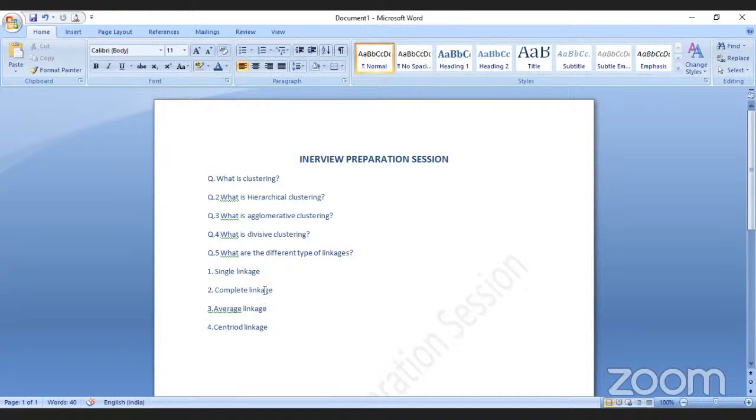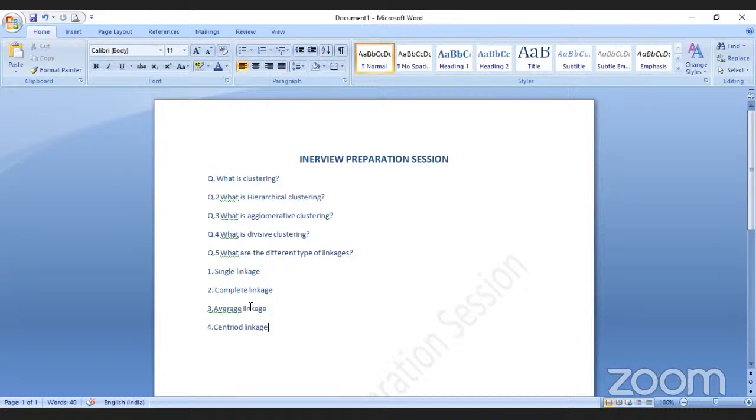Then what is complete linkage? From the name itself, we can understand it is also called farthest neighbor. This is nothing but the maximum distance between the members of the 2 clusters. In the single linkage, we were measuring the minimum distance between the members of 2 clusters. And in the complete linkage, we are measuring the maximum distance between the members of 2 clusters. So this is the farthest neighbor. This is nearest neighbor.